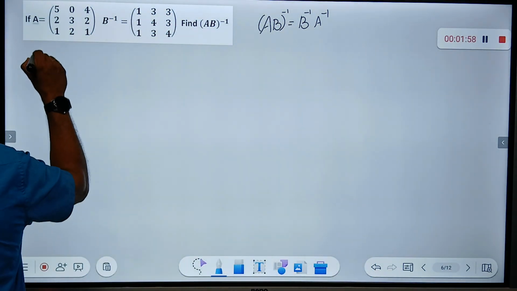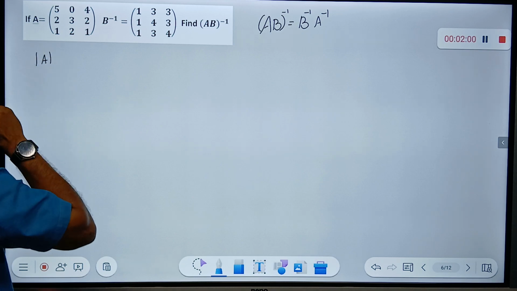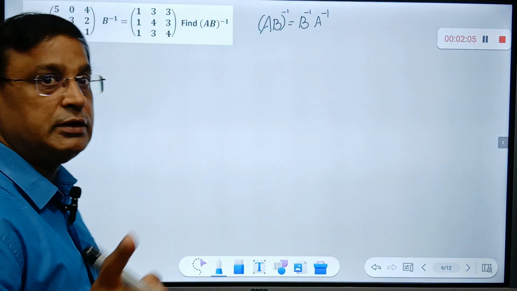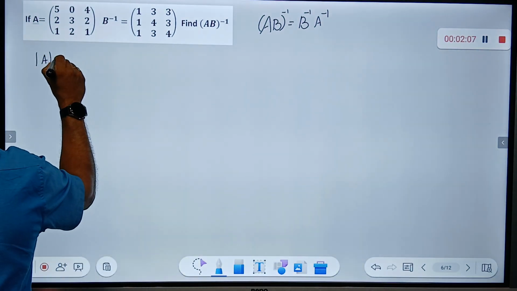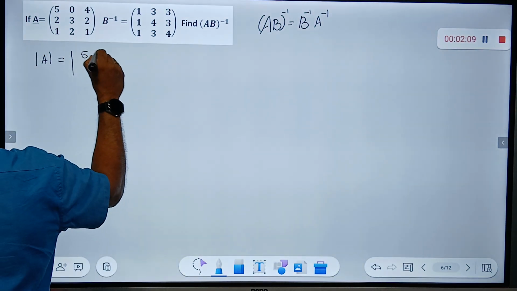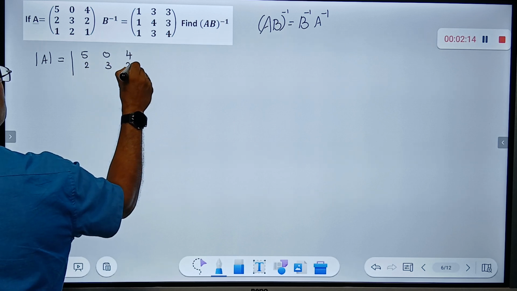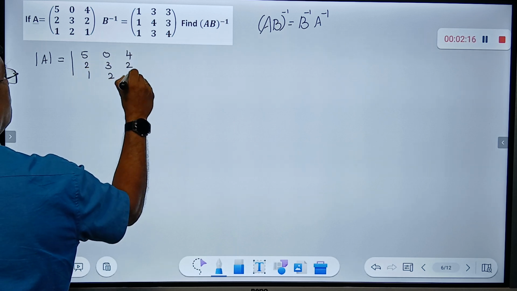Now, let us find the determinant value of A. Remember, when you want to find A inverse, it is very important that first you find the determinant of A and check whether it is 0 or not. So, what is the determinant of A? It's 5, 0, 4, 2, 3, 2, 1, 2, 1.